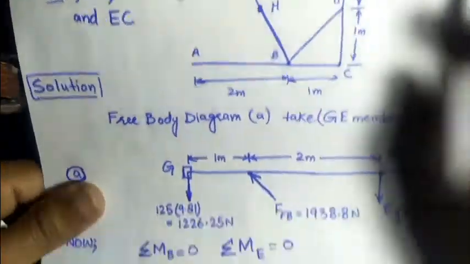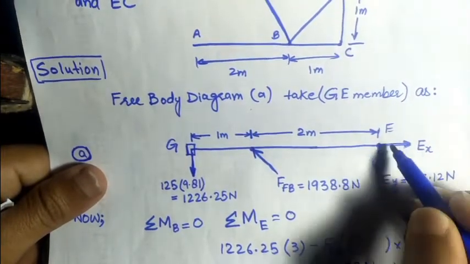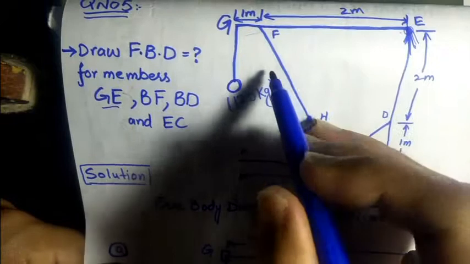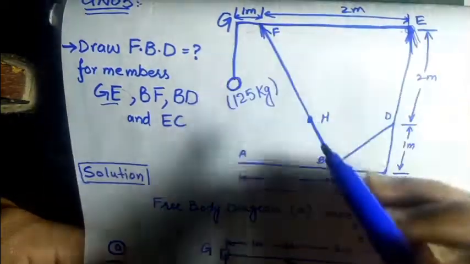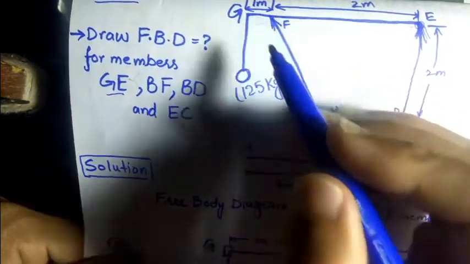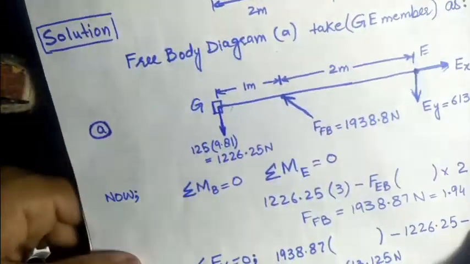As we know, here is the pin joint. Due to the pin joint, there are two types of forces: one vertical, the second horizontal. And due to the BF member, there is also a force at some angle at a distance of 1 meter from point G. So I have drawn the GE member for the free body diagram.